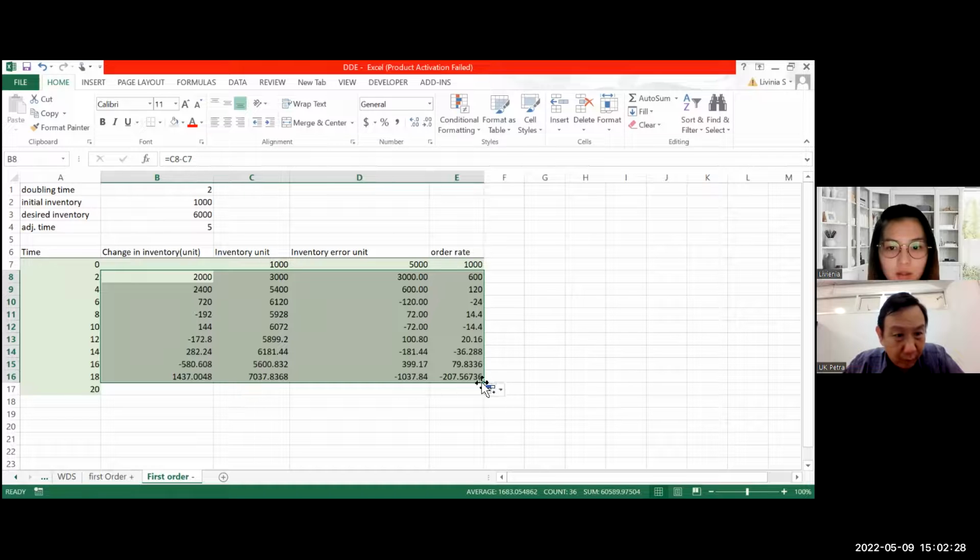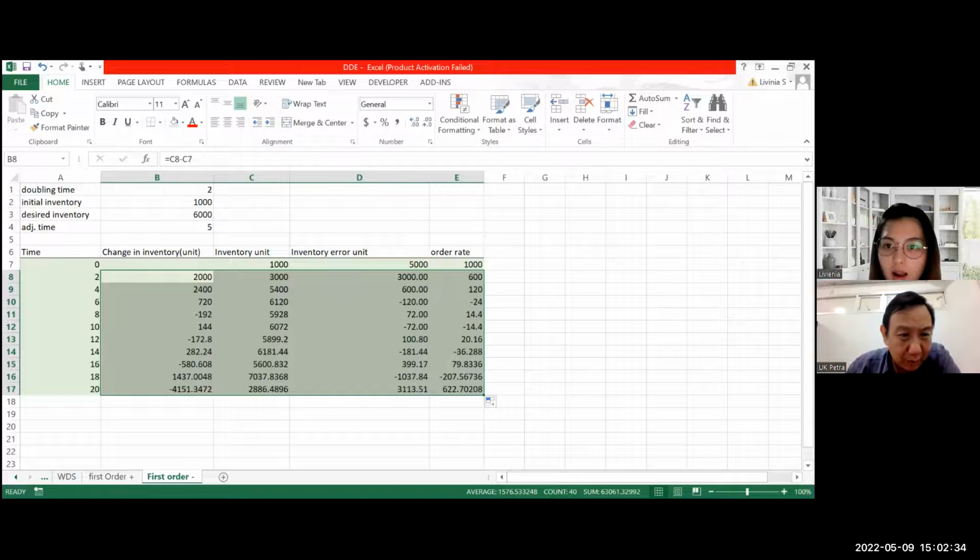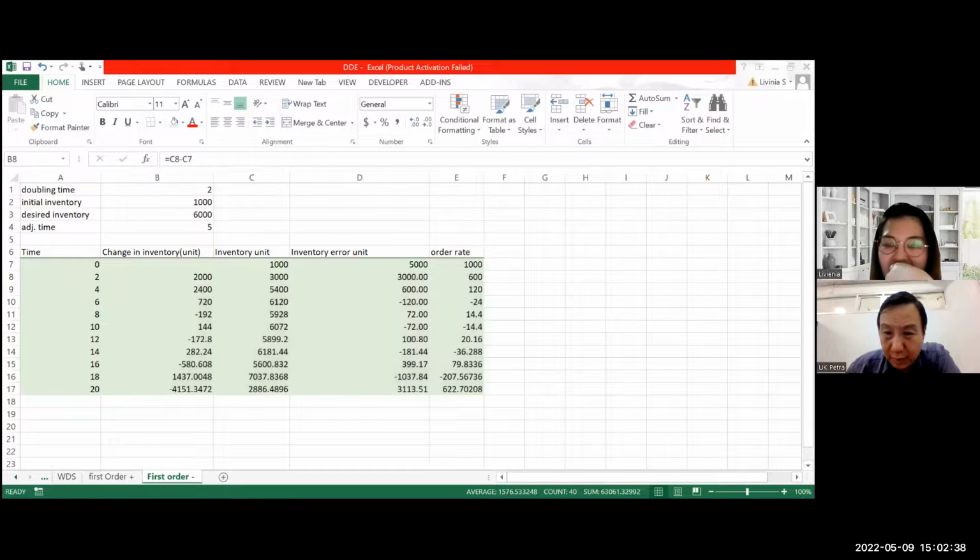Is that the same? No. What happened? Something is wrong. Something is still wrong. Why does it become 2400 instead of small? Let's see, the second time 3000. How do you get the 3000?